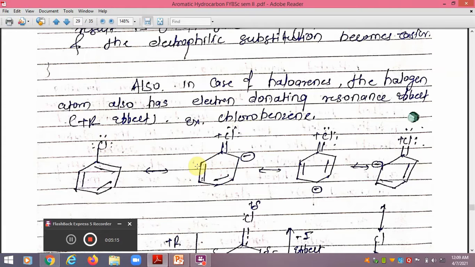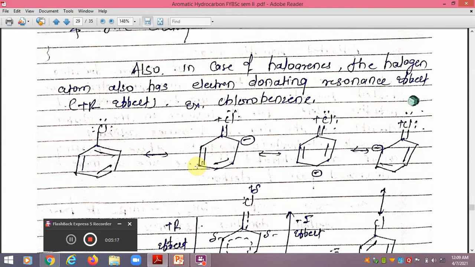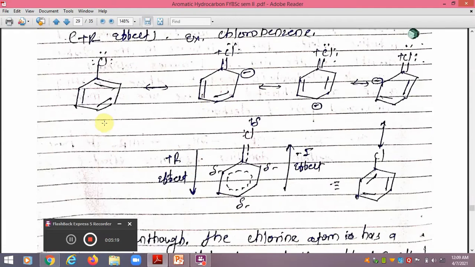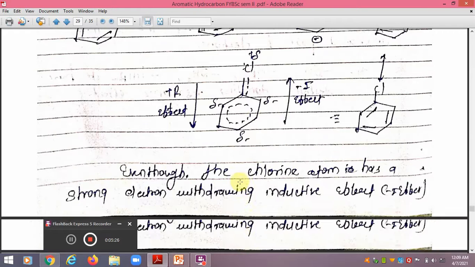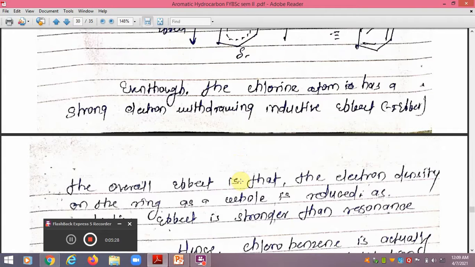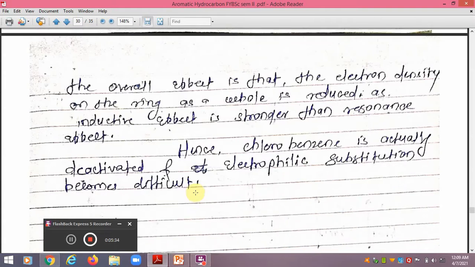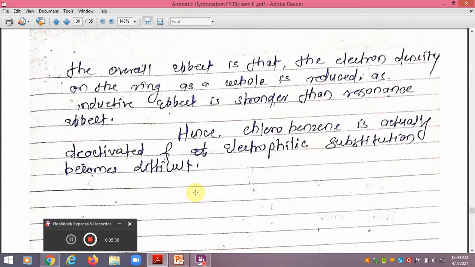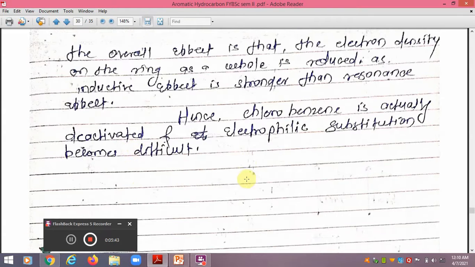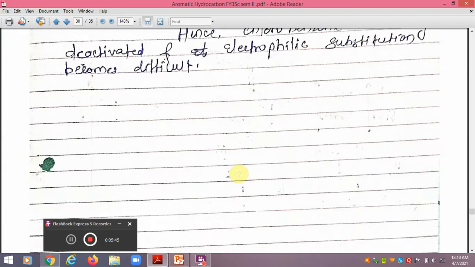And in this case, the inductive effect is stronger than the resonance effect, and that's why if the halogens are present, then the electron density on the benzene ring gets shifted towards the halogen. So the overall effect is that the electron density on the benzene ring is reduced due to the inductive effect, which is stronger than the resonance effect in case of halogen, and hence chlorobenzene is actually deactivated, and the electrophilic substitution reaction in this case is very difficult.